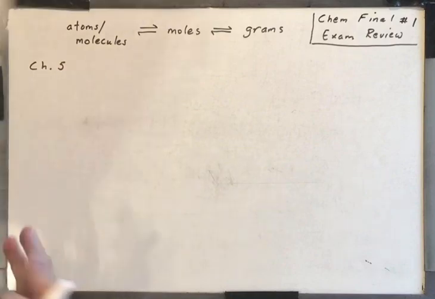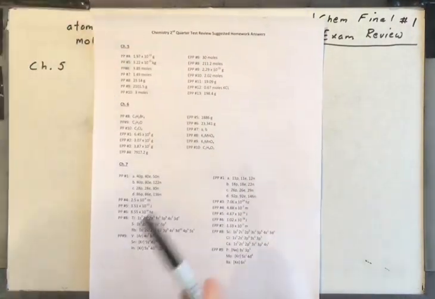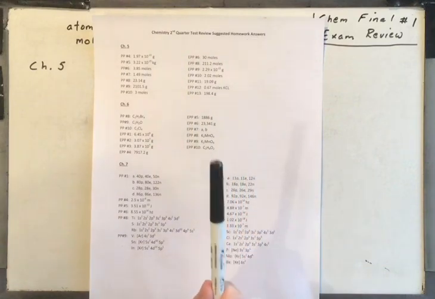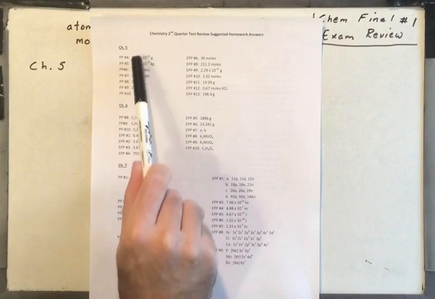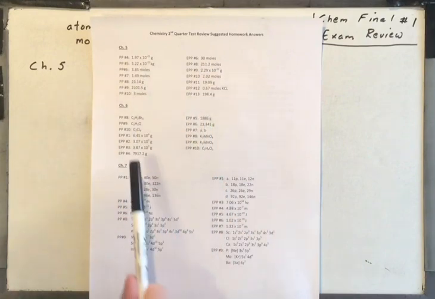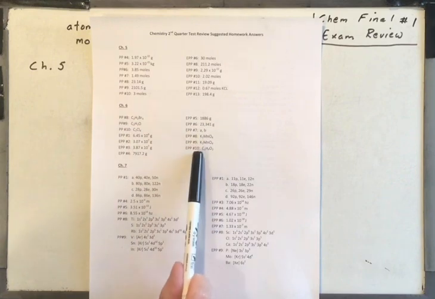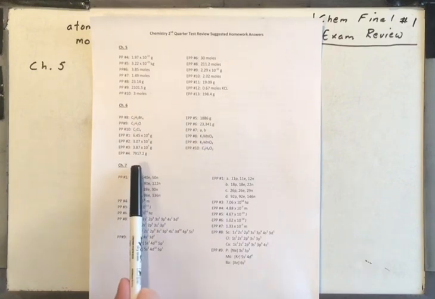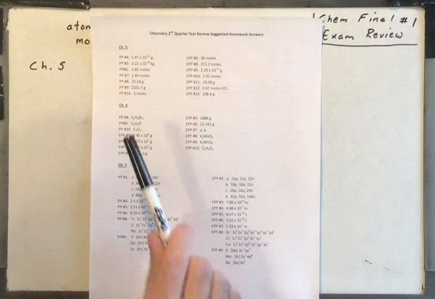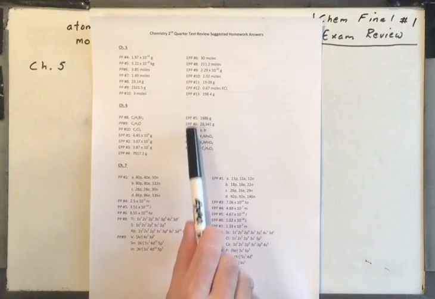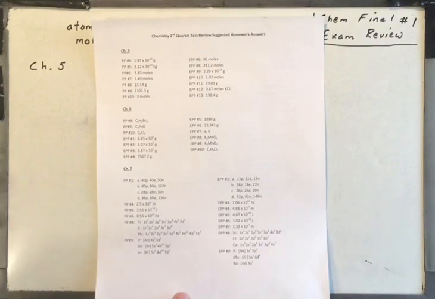Also remember from your packet you have the suggested homework answers. For chapter 5 I gave you these suggested problems. You can try working through some of those again. For chapter 6, we're going over chapter 5 and some of chapter 6 today. So you have these answers, and you don't have to flip through your notes to try to find those. These would be great if you would work at least some of these, depending on what kind of grade you want to make. The more you work, the better.